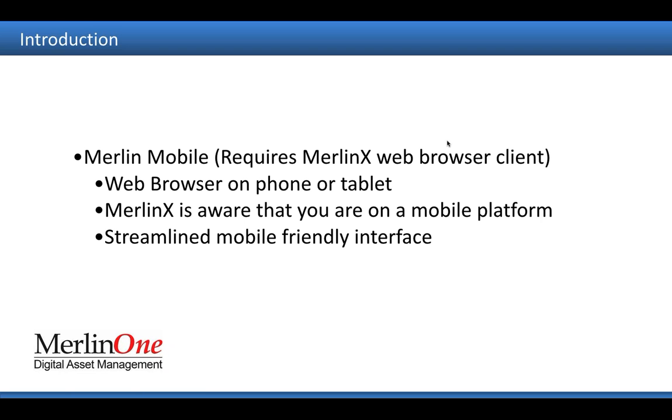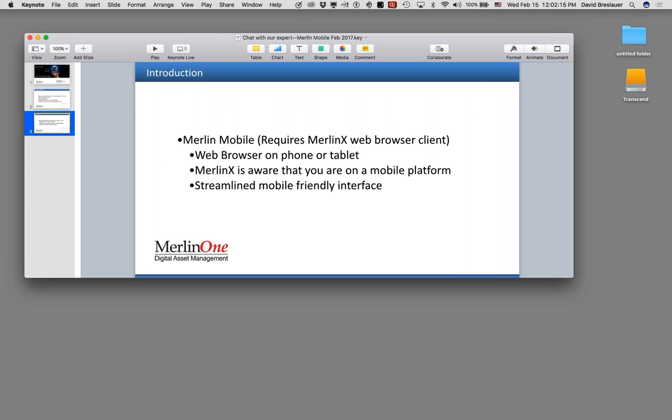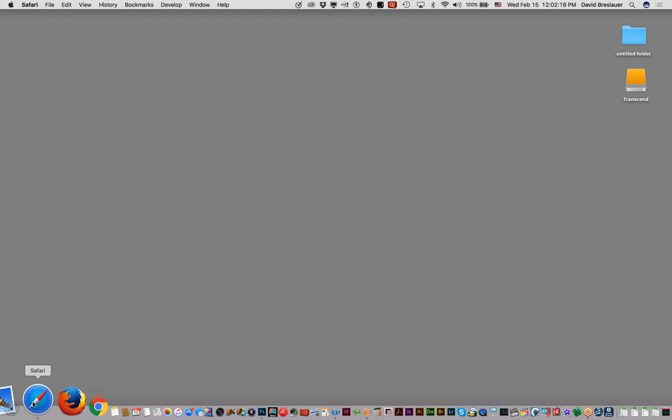We don't care. Merlin X is aware that you are on a mobile platform, and it will size itself accordingly, and you'll see that in a minute. It's streamlined to be mobile friendly. So it's a streamlined interface. It's not 100% compatible or 100% matching the functionality of the normal desktop browser, but it has most of the functionality that you would like in a mobile platform, and we're expecting to see some new functionality in the next release later in 2017. So without further ado, let me open my web browser.